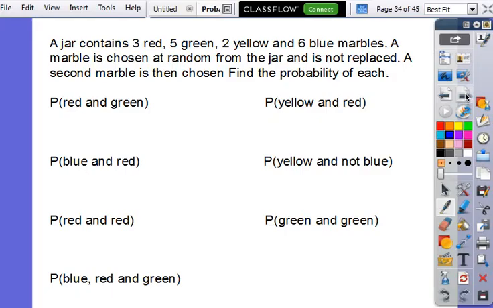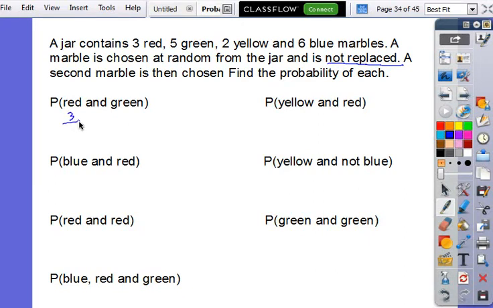All right, if I'm looking at these, the key thing right here is "not replaced." If it says not replaced, what does that mean? Dependent. If it's dependent, that means what happens on the second one is affected by what happened on the first one. The first one you do like normal. What would the probability of a red be right here? 3 over 16. 3 out of 16.